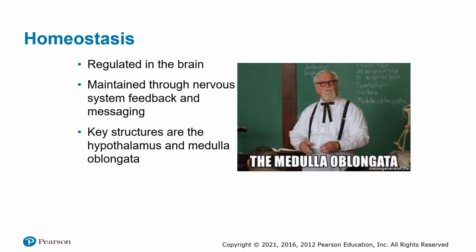Homeostasis. So it is regulated in the brain. If you know Waterboy, you know this scene. The medulla oblongata is what regulates homeostasis. It is maintained through the nervous system, feedback, and messaging loop. And the key structures are the hypothalamus and the medulla oblongata.